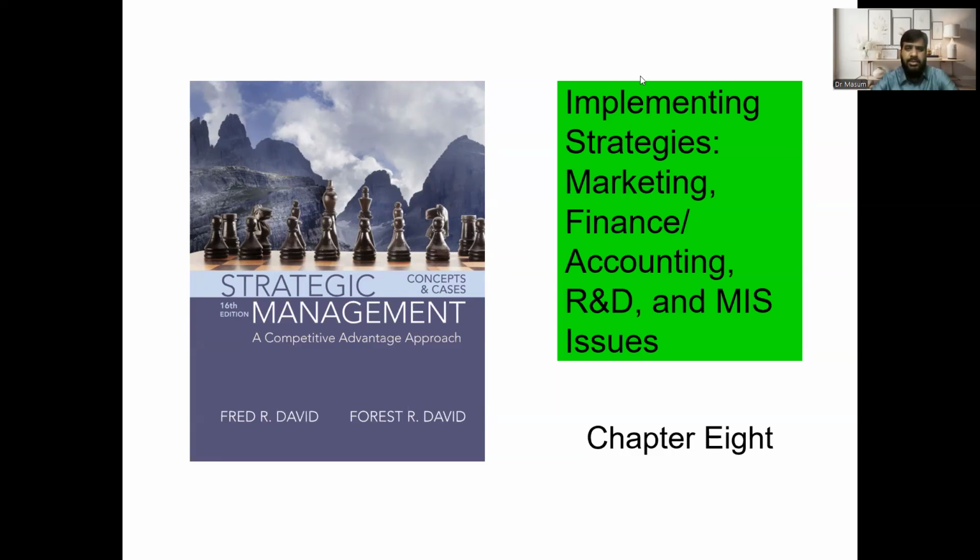And today we are going to discuss implementing strategies. In strategic management, we are covering three broad functions. Number one is strategic planning or strategy formulation. Number two is strategy implementation or implementing strategies. And number three is strategic evaluation. Strategic evaluation will begin from the next chapter.